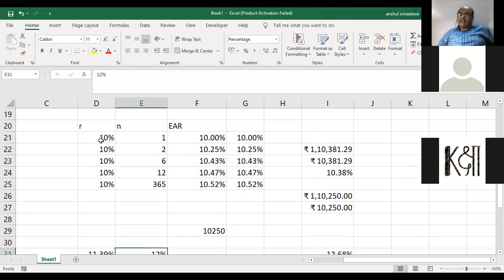In this case, we are dividing 10% by 2, no? Due to compounding effect, exactly. I've seen a lot of people getting confused here. So that's why I spent some time on it.